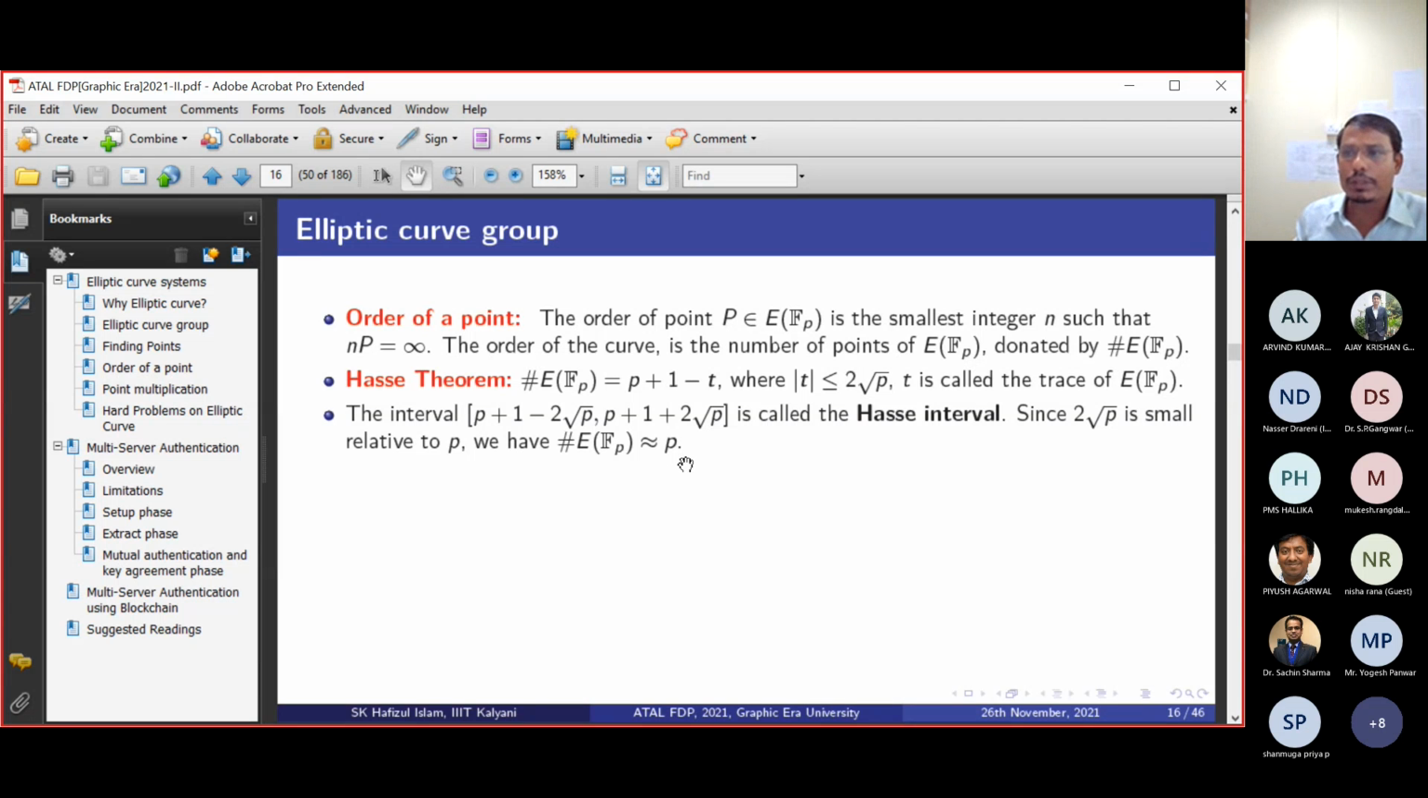So suppose P is 97. With respect to 97, if you define the elliptic curve, approximately you will get 97 points. Not exact, but approximately. So if P is a large number, suppose the value of P is 10 to the power 20 or more, then the number of elliptic curve points will be huge.